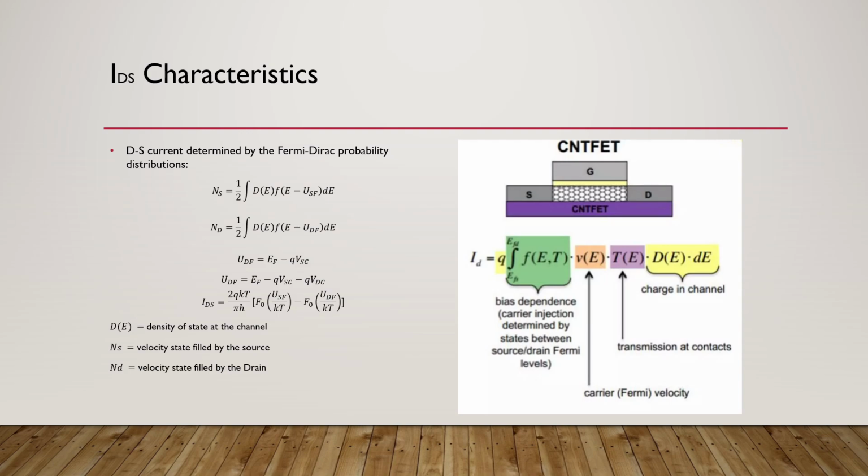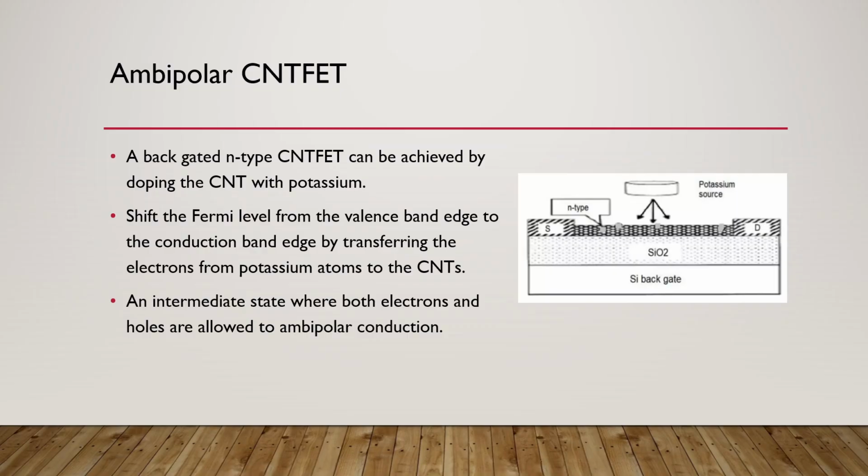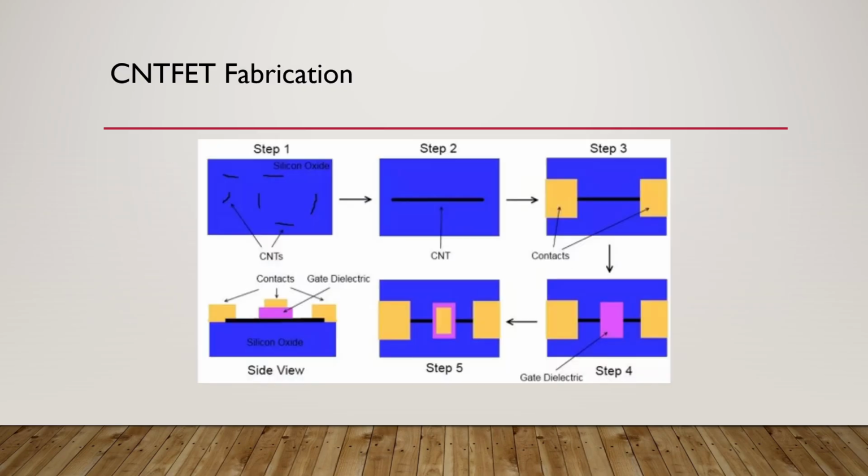For the ambipolar CNT FET, it's a back gate type. An N-type CNT FET can be achieved by doping the CNT with potassium, shifting the Fermi level from the valence band edge to the conduction band edge by transferring the electron from the potassium atom to the CNT. This immediately creates a state where both electrons and holes are allowed, which gives ambipolar conduction.